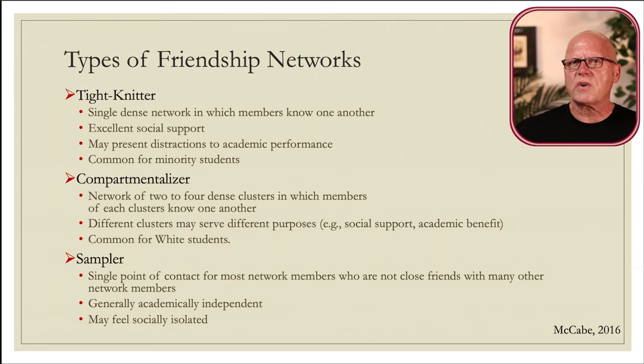And they can serve that linking person well because one part of the network, one end of the barbell, is for social benefit. The other portion of the network, the other end of the barbell, is for academic benefit. So that person that links the two sections or three or four sections of the network can get specific benefits from each of the portions of the network. And a sampler network is one in which a person is individually acquainted with individual friends who are themselves not friends with one another.